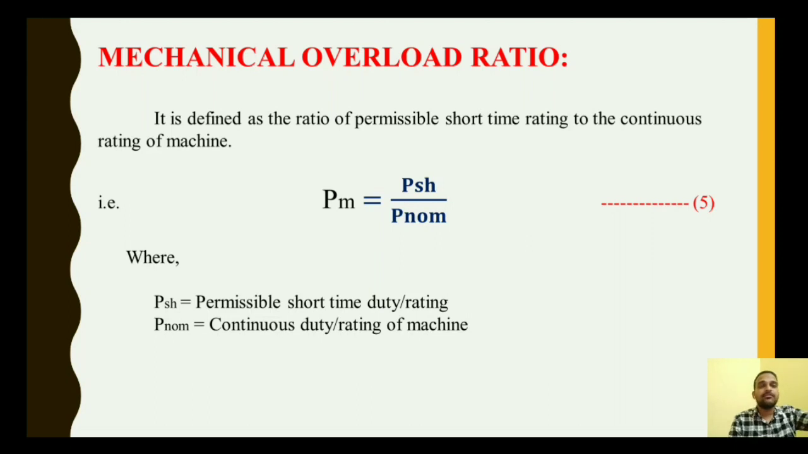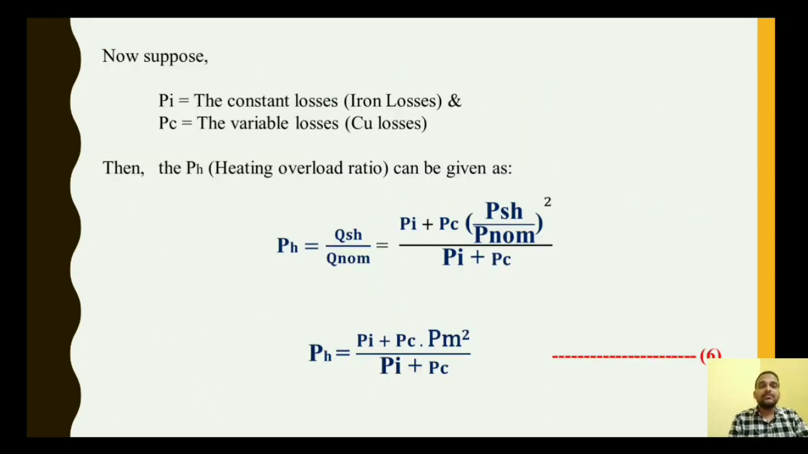Okay, so moving forward, suppose any machine is having two kinds of losses. The first one is P_I and the second is P_C, where I stands for iron and C stands for copper. So P_I, that is the iron loss, depends on the magnetic core. The core losses are generally constant losses, so P_I is considered to be the constant loss. Again, there are two kinds of iron losses, that is the hysteresis loss and the eddy current loss. Most of you have learned this in your previous classes.